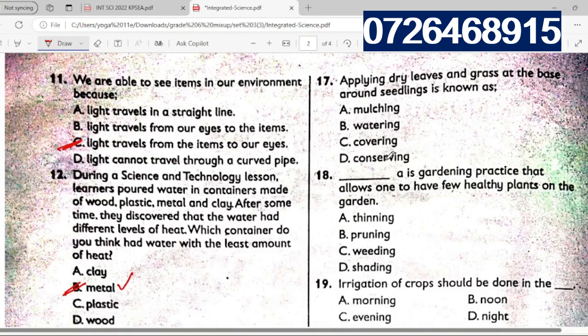Applying dry leaves and grass at the base around seedlings is known as mulching. Thinning is a gardening practice that allows one to have few healthy plants in the garden.